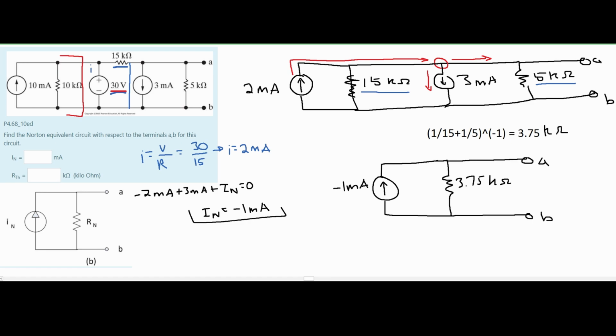And this is what we get. We can see that it's equivalent to the Norton circuit, so this is our answer. We have negative 1 milliamp and 3.75 kiloohms of resistance.